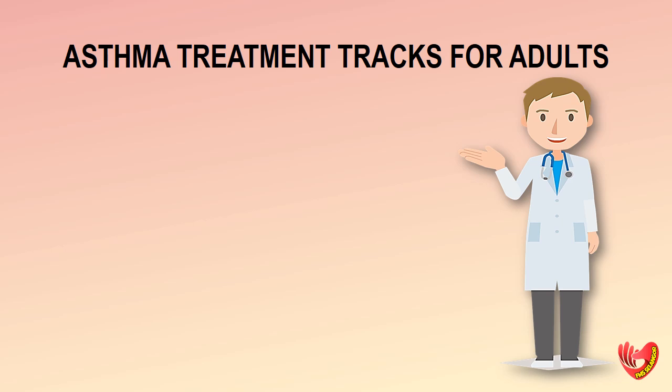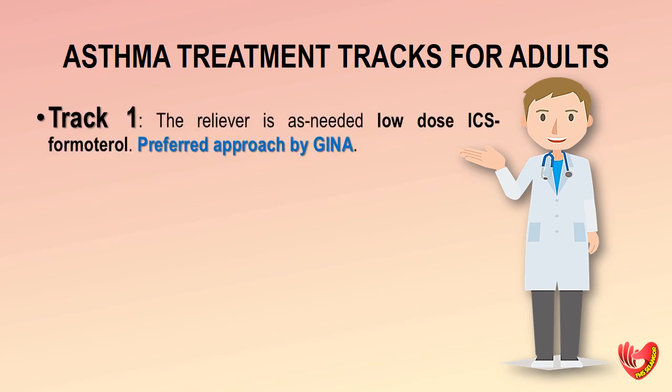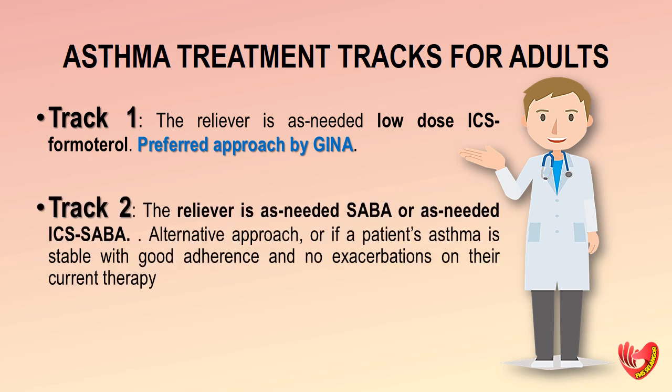Based on GINA 2023, asthma treatment for adults is divided into two tracks, track 1 and track 2. Track 1 is the preferred approach by GINA, where the reliever is as-needed low-dose ICS-formoterol, while in the alternative approach, track 2, the reliever is as-needed SABA or as-needed ICS-SABA.